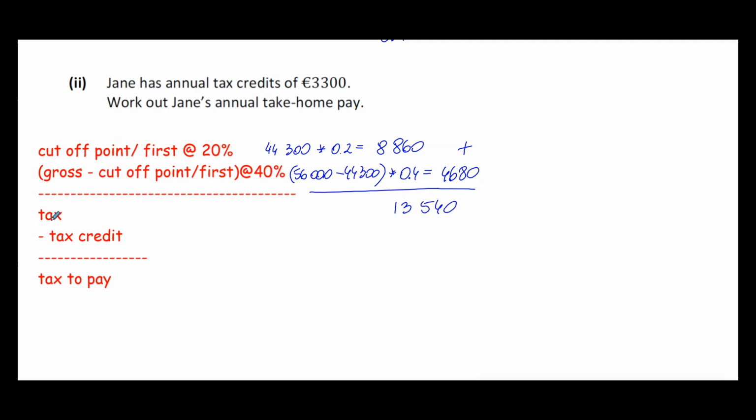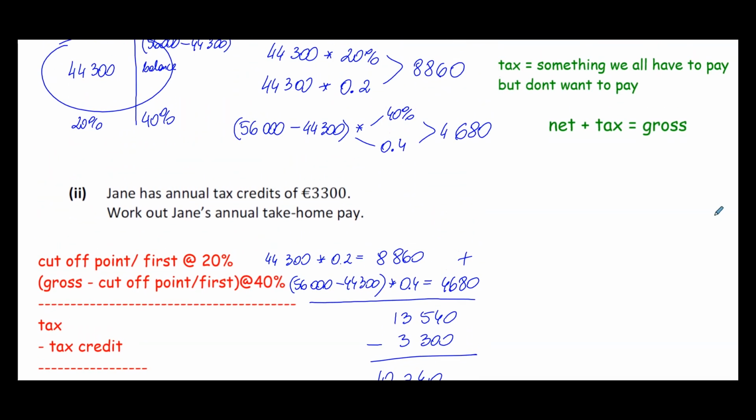When we add it, we get 13,540. Now, that is not the tax she paid. From that, we take away the tax credit, 3,300. The difference between those two is the tax that she paid. So the difference here is 10,240. Now, we have to work out her annual take-home, meaning what does she take home, the net.